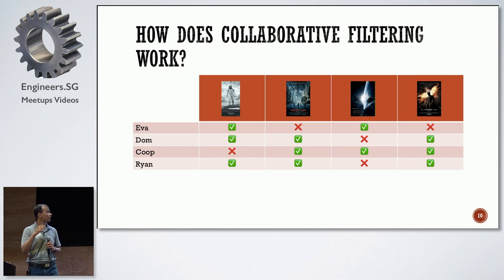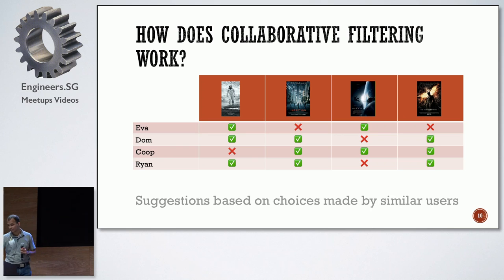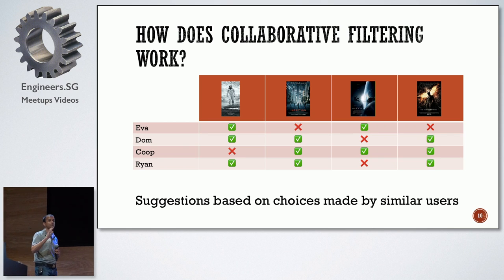It's based on users and the choices made by similar users. That's the keyword here. It's basically the choices made by similar users that collaborative filtering is trying to use.